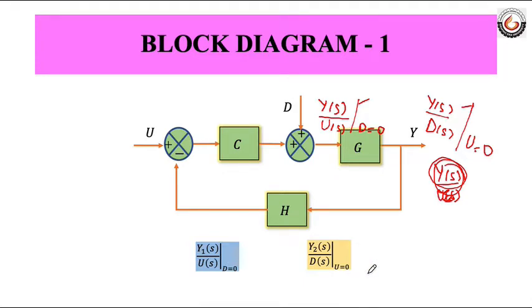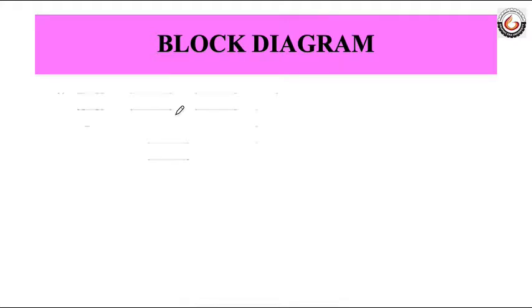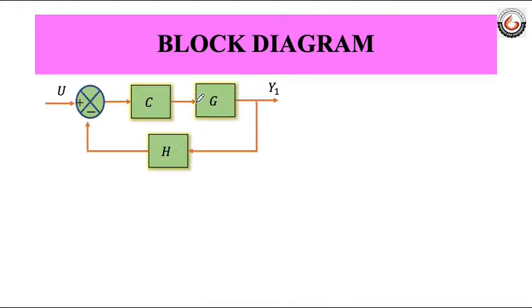To find Y1 by U, we will make D equal to 0. In that case, this block will not be there. Then how will my block diagram look? This part goes off completely, and I will remain with something like this. We are taking negative feedback. This is Y1. Now this is a very simple feedback loop.